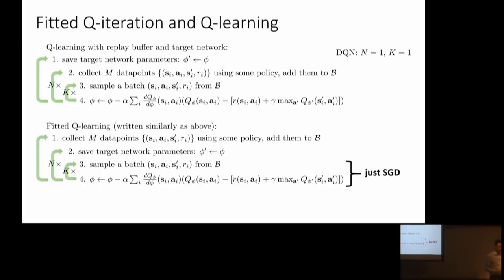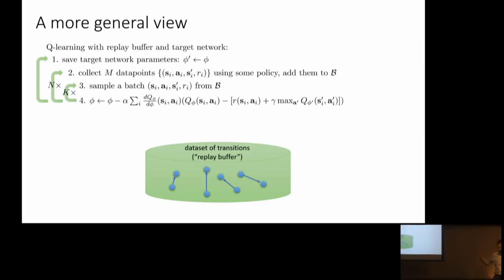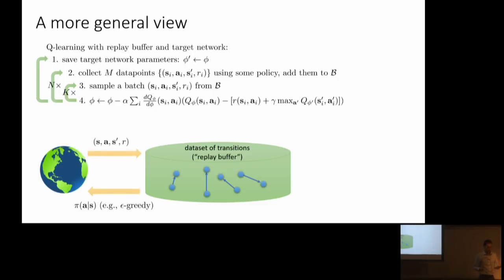But larger values of n or k are generalizations of it. So inspired by that, we can also draw a more general view of this algorithm, really emphasizing the fact that there are multiple processes going on. All these processes are centered on your data set, on your replay buffer. And you have one process which is going out and collecting data. So that's process 1. And that just basically executes this step, to collect the data points.